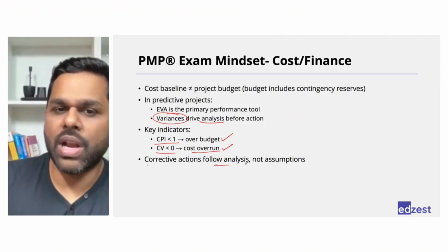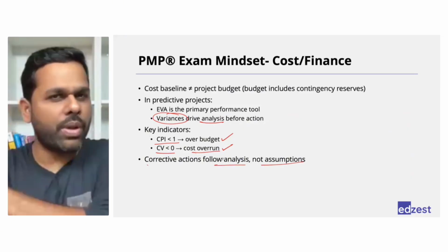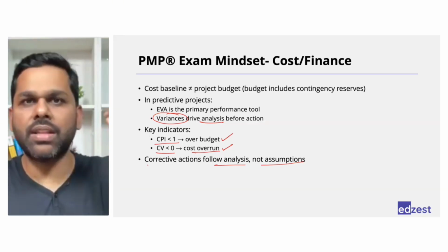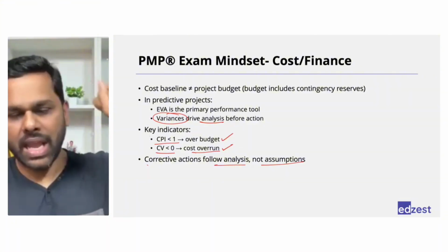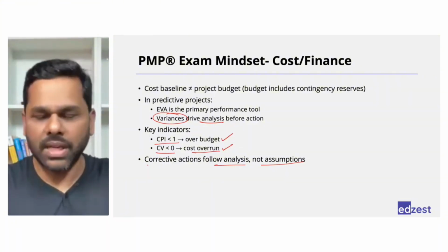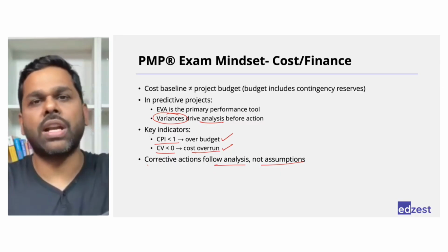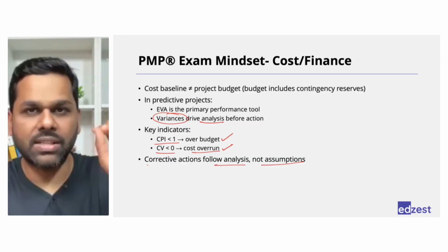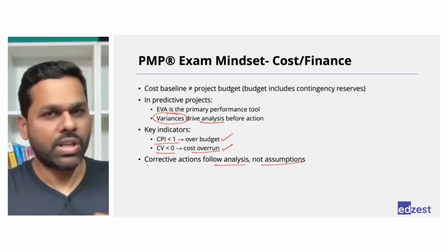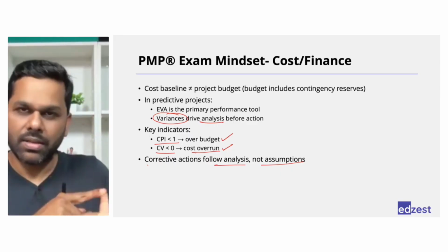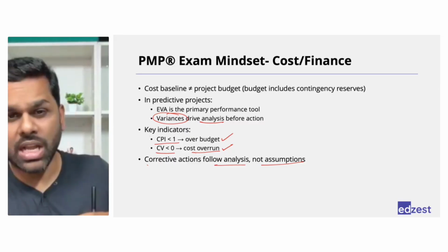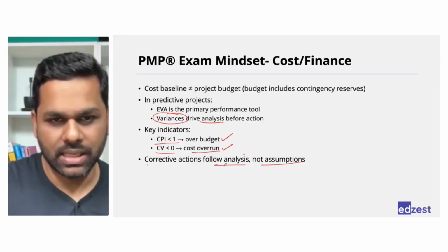Corrective actions always follow analysis, not assumptions. Do not assume anything in the PMP exam. Whatever you need has been given in the question. Read that, analyze it. If the options are talking about corrective action, a decision, something that you must do, ensure that the analysis is already done. If analysis is not done, select that option which is talking about analysis. What does it mean? Meeting, discussion, carrying out impact analysis, carrying out root cause analysis. These are your part of analysis.